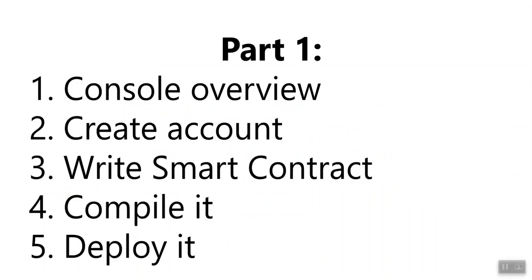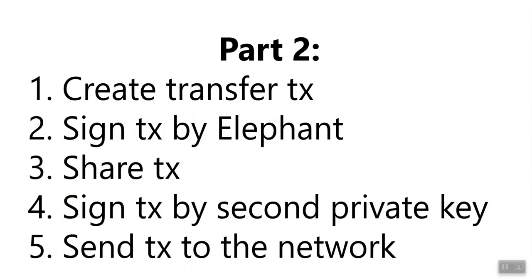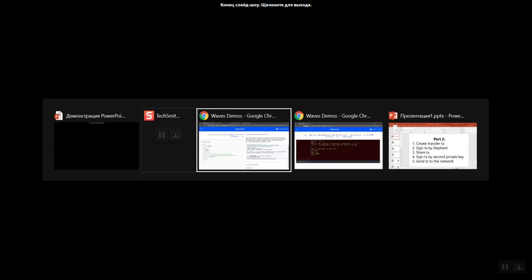The first part is about the console overview, creating an account there, writing a smart contract, compiling it and deploying it. In the second part, we will create a transfer transaction. We will sign it by Elephant. We will share the transaction with Inal or Lena. We will sign the transaction by the second private key from Inal or Lena, and we will send the transaction to the network. So let's start.